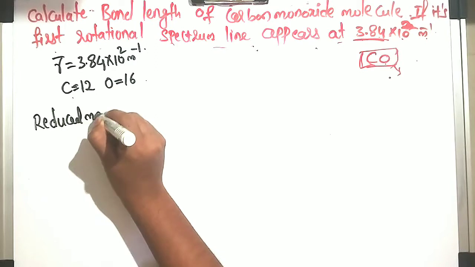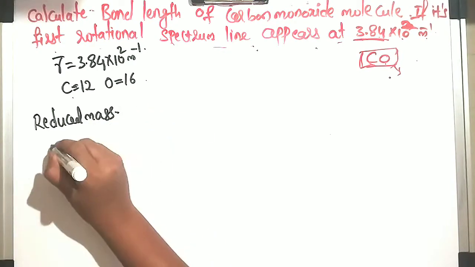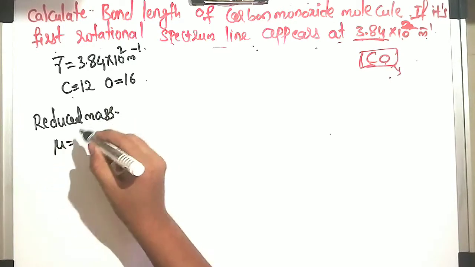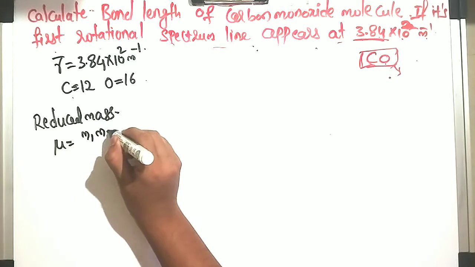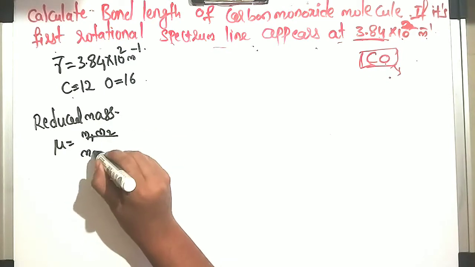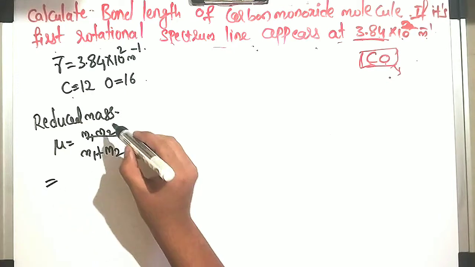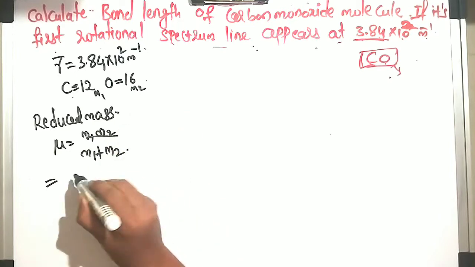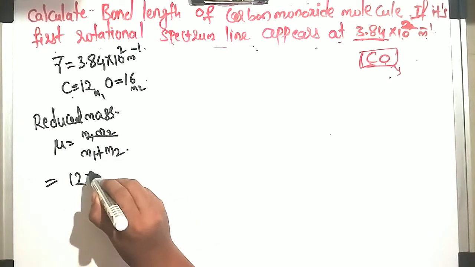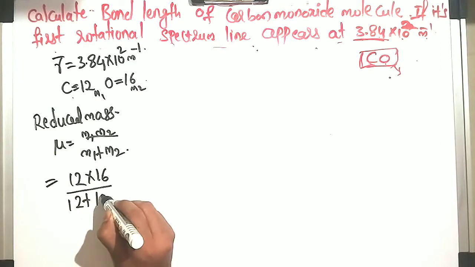of the molecule. So what is the reduced mass equation? The reduced mass equation is mu equals m1 m2 divided by m1 plus m2. Okay, put the values here. Consider this as m1, this as m2. So 12 into 16 divided by 12 plus 16.